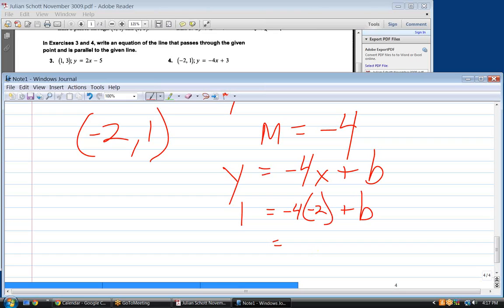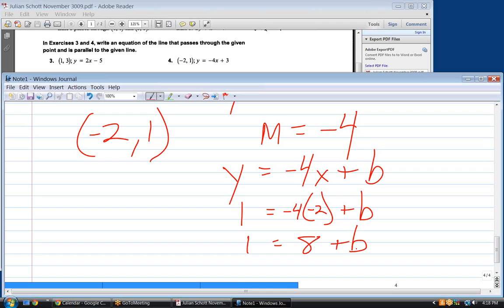-4 minus 2 is... Hold on. This is a very common mistake that you almost made there. That is not -4 minus 2. Oh, yeah. That is -4 times -2. So what's -4 times -2? 8.